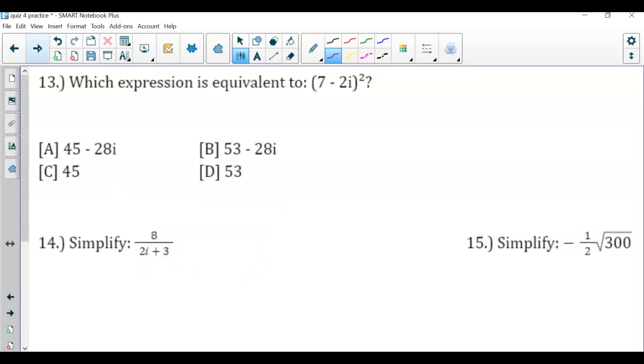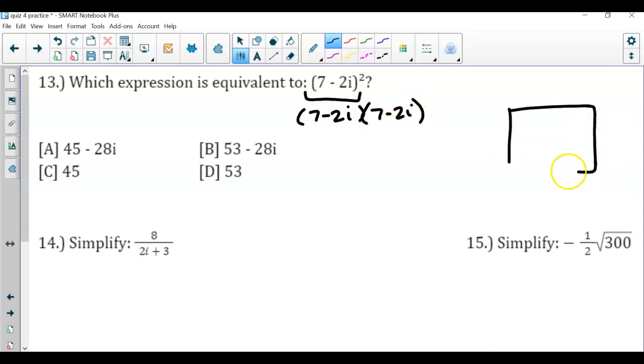Question 13, which expression is equivalent to 7 minus 2i to the second power? Recall this is a special case. That is the same as 7 minus 2i times itself, 7 minus 2i. So now I'm going to set up my box method, area model. Of course, you can still do FOIL, where you have the front, outer, inner, last. But I'm going to continue with the area model.